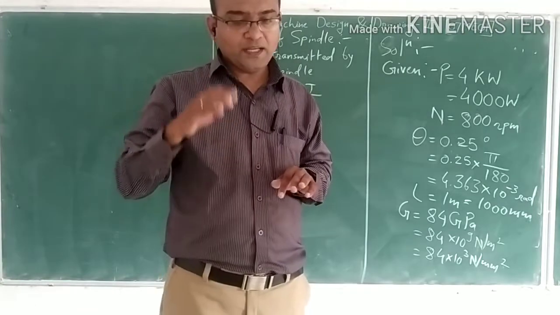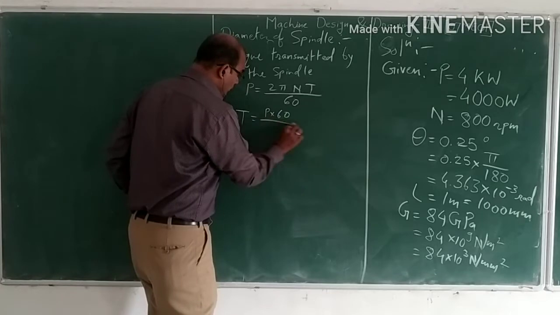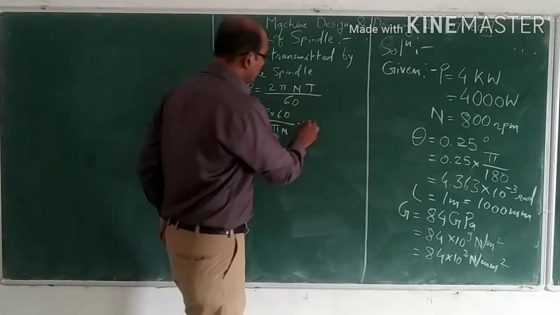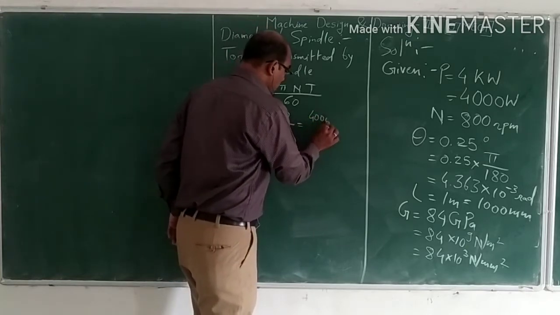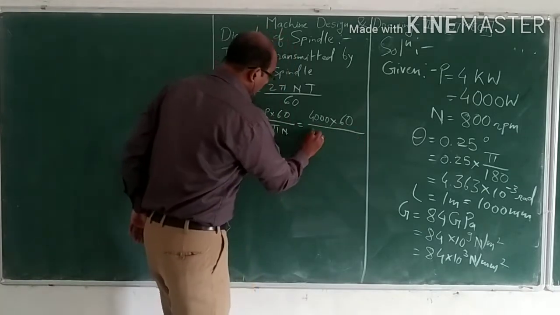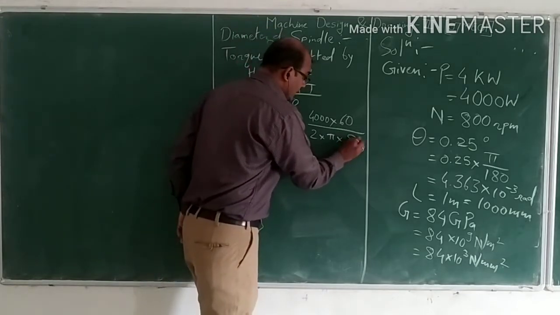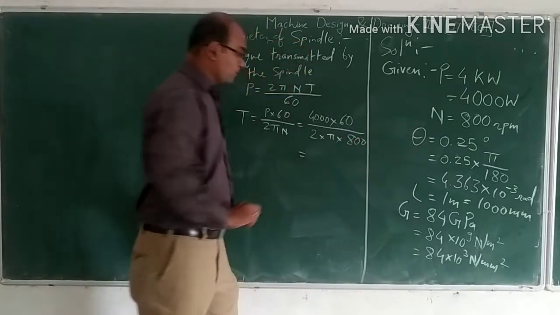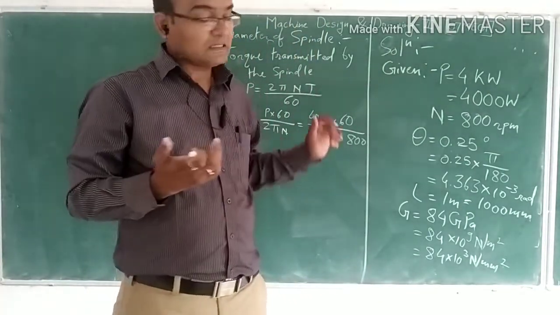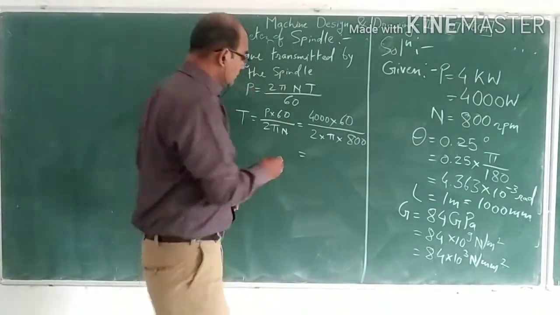So T equal to P into 60 upon 2 pi N. P is already given, it's 4000. Then 4000 into 60 upon 2 into pi into N, where N is 800. That's why our torque T is 47.74 Newton meter.